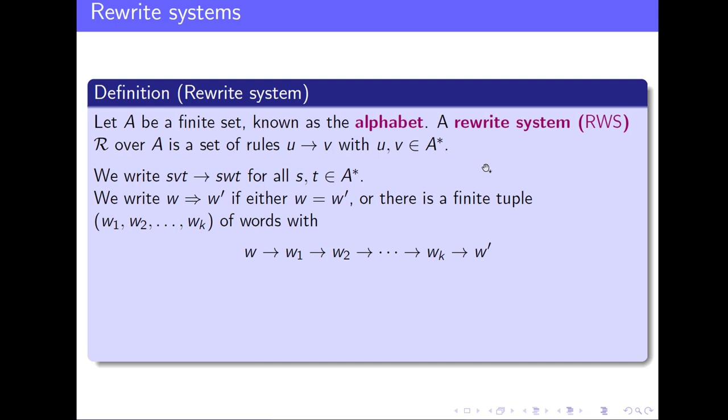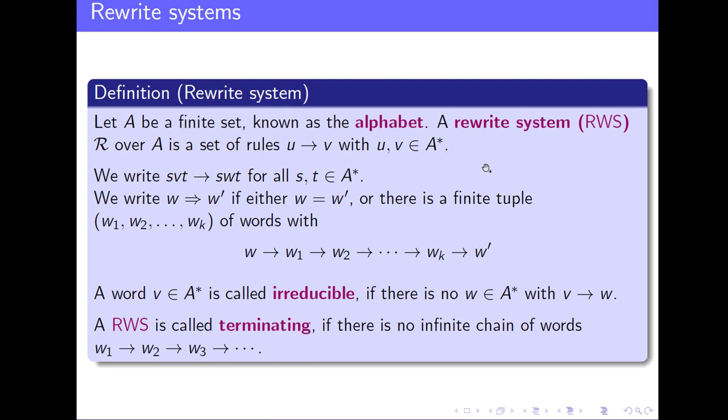We've just got a finite set A called an alphabet. Of course, in the group context, A is the inverse-closed set of generators. So a rewrite system is a set of rules U to V, where U and V are specific words. I'm not specifying finite, but mostly we're interested in finite sets of rules. The idea is that in any word you're allowed to substitute V for U. Putting that formally, SUT can be transformed to SVT for arbitrary words S and T. And I should have used arrow star actually, but I've used a double arrow if there's a sequence, so either the words are equal, so it's a reflexive transitive closure. If we can get from one word to another by a sequence of reductions, then there's a couple more definitions.